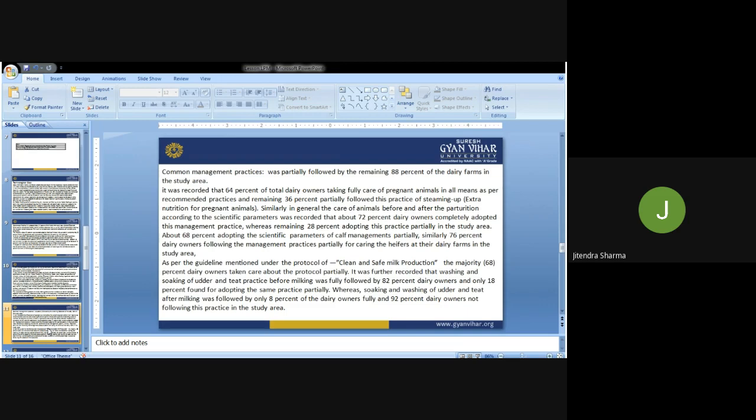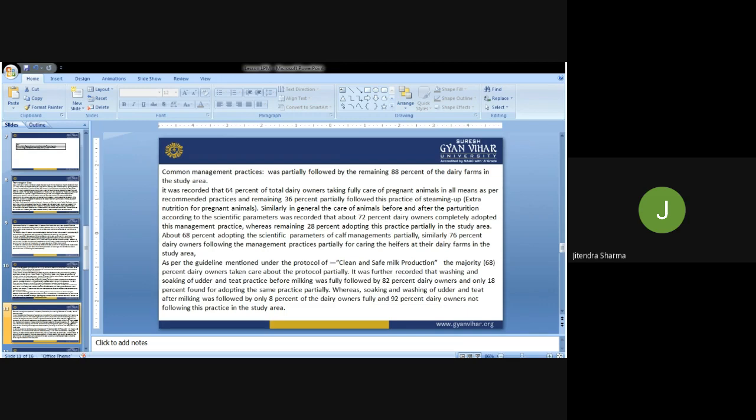As far as clean milk and safe milk production is concerned, the majority, 68% of dairy owners, take care of the protocol partially. It was further recorded that washing and soaking the udder and teat before milking was fully adopted by 82% of dairy owners, and only 18% were found adopting the same practice partially, whereas soaking and washing of udder and teats after milking was followed by only 8% of farmers, because those are the very progressive ones who have the information.